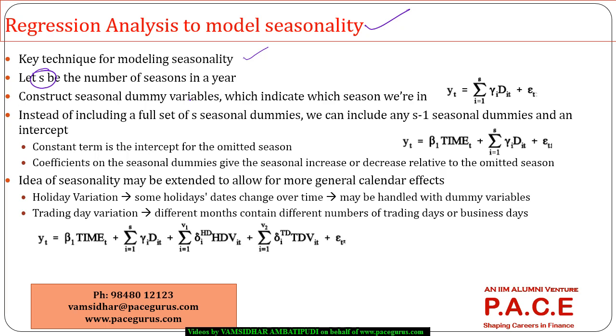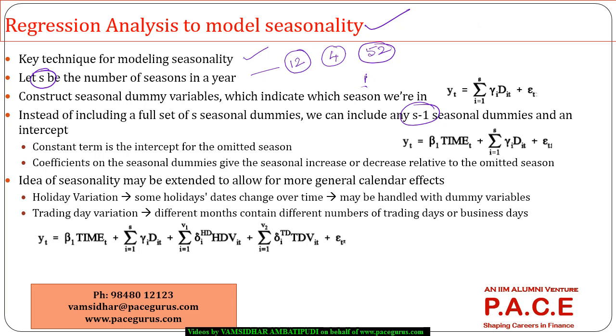So I have to identify that there are S seasons in a year. Season need not be a summer, winter, etc. Any period. So if I'm talking about months, then there are 12 seasons in a year. If I'm talking of quarters, then there are 4 seasons in a year. If I'm talking of weekly, then there are 52 seasons in a year and so on. So I'm talking of S seasons in a year. So if there are S seasons in a year, we will create S minus 1 seasonal dummy variables.